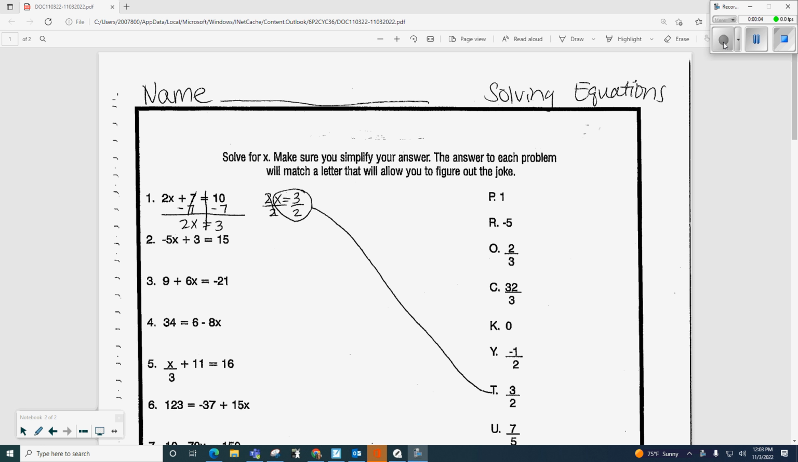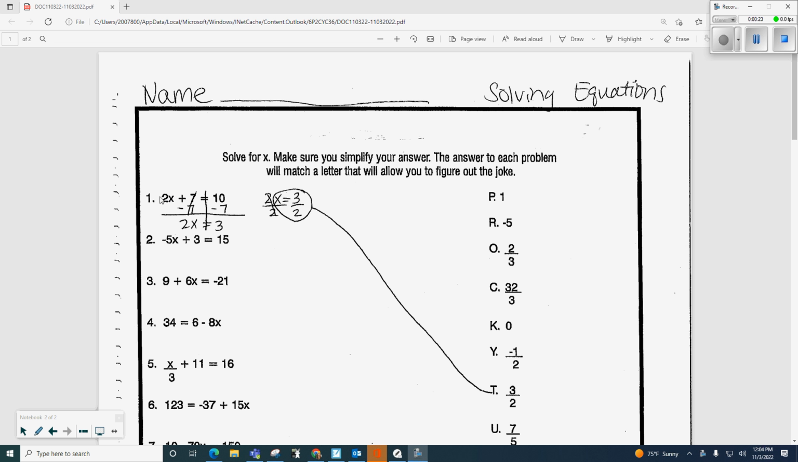Today I'm going to talk a little bit about solving equations. So on the worksheet you can see that the first example was done for you. I'd just like to walk through that a little bit. Remember, when you're solving an equation, your goal is to isolate the variable or get the x by itself.